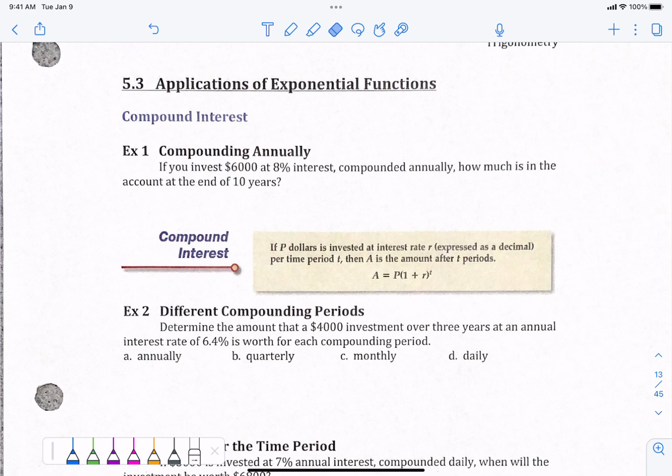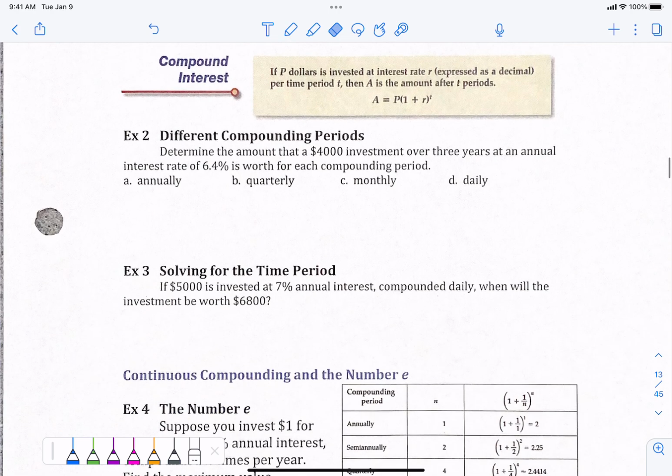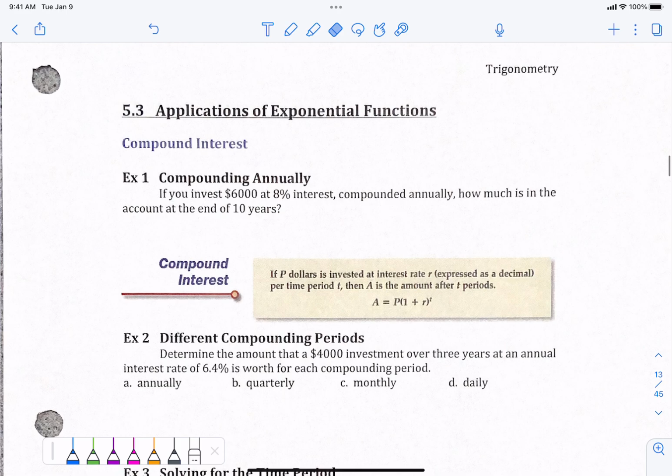Okay, we're gonna start 5-3. 5-3 is a lot of story problems, but they're not that hard. They're not terrible. We just need to know the formulas.